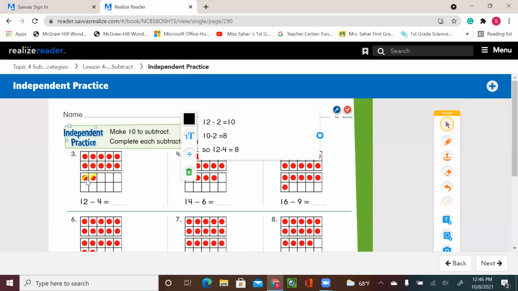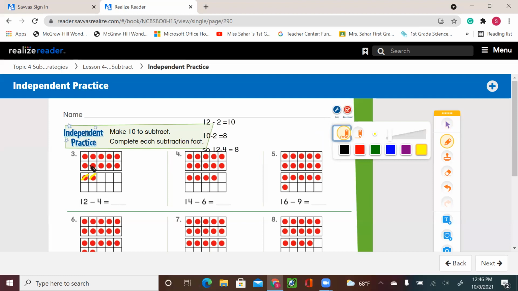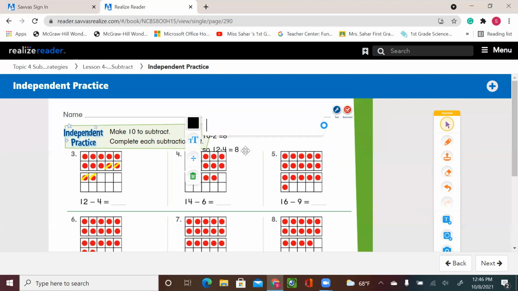Remember, we broke the second addend. We took what was in the second frame, and I made 10. And then how many left? There were 2 more. So 10 take away 2. Now if I take 2 more, that will leave me with 8 counters. So if I take this, I'll put it here on the side. So that's my equation with the explanation.